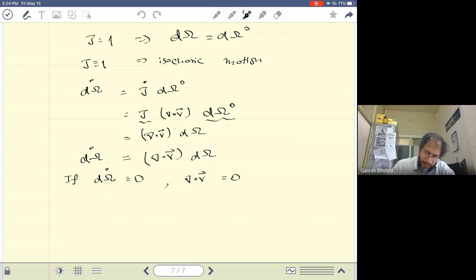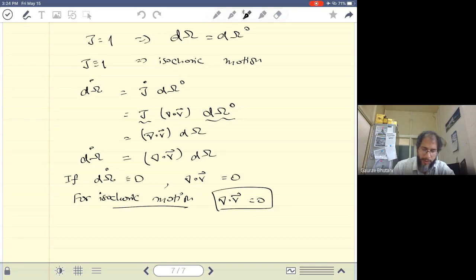So what that means is for isochoric motion, the divergence of velocity is 0. That's another expression that we have found for isochoric motion. The other one we found was that the Jacobian is 1. We will understand more about the divergence of velocity being 0 in the future, but for now, whatever we have derived mathematically is enough for our understanding. So isochoric motion means the volume does not change with time, and that simply means the divergence of velocity has to be 0. The velocity field will have certain properties: it will be solenoidal, that is, its divergence will be 0. All right, so that brings us to the end of this chapter.